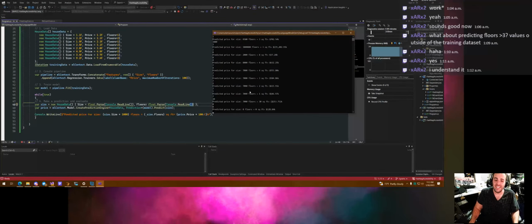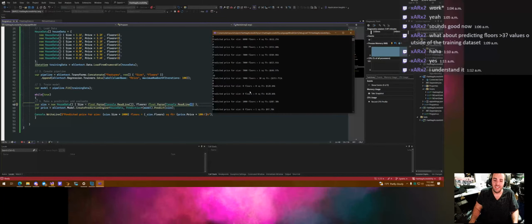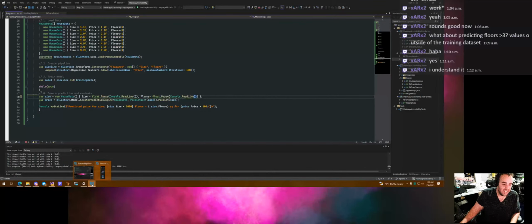Oh, zero and zeros. So the base price of a house is 128. Yeah, 1 floor, 0 square feet. That's interesting. Okay, so this makes sense, right? That makes total sense.